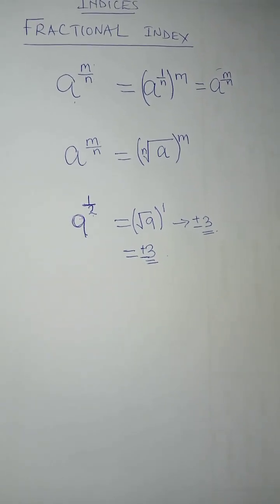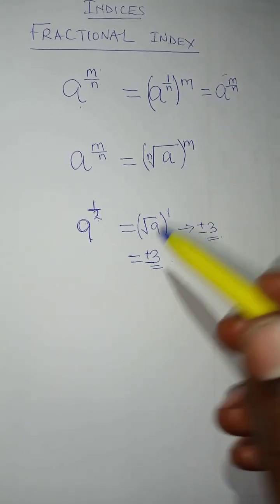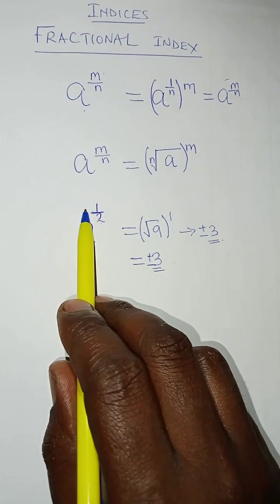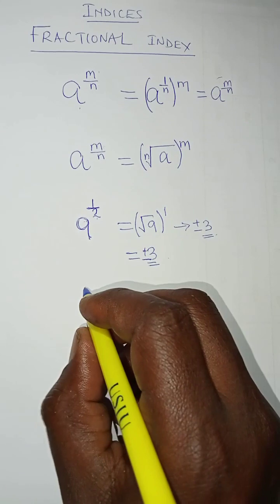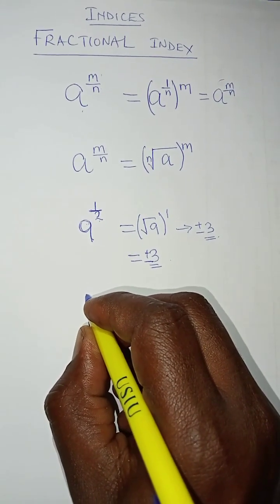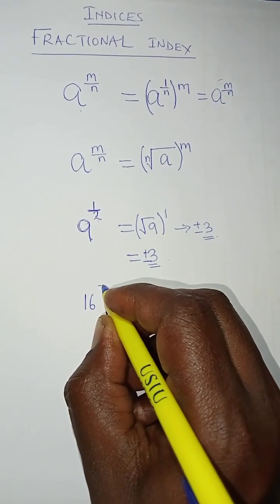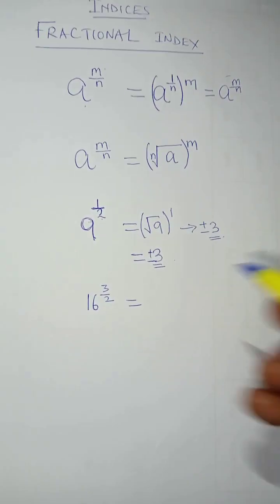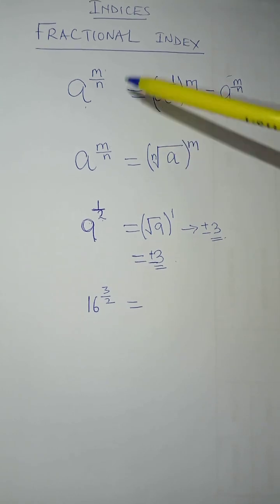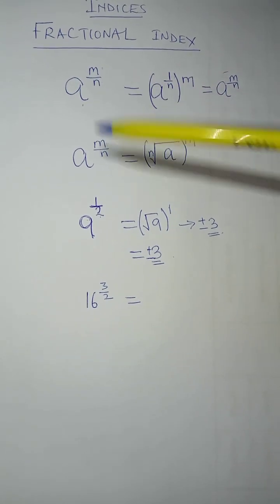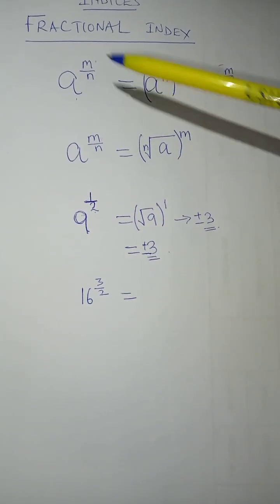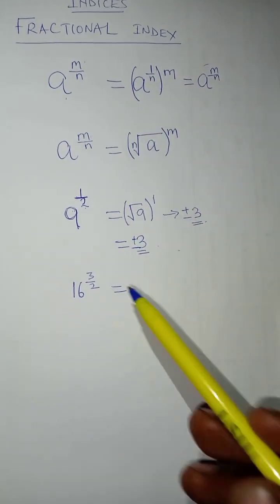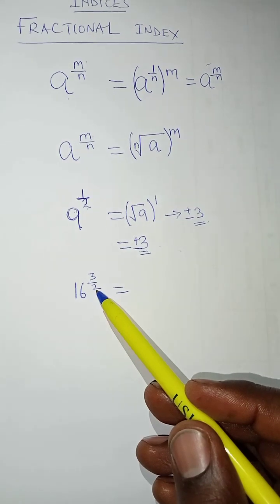Let's look at another example where m is not 1. In the first example, I asked you to use 1 here to represent m. Let's look at a number like 16 raised to power 3 over 2. Can you recognize our m here? m is the numerator of the power, 3. What is the denominator of the power, n? 2. This 2, as we have said, is the one we handle first.